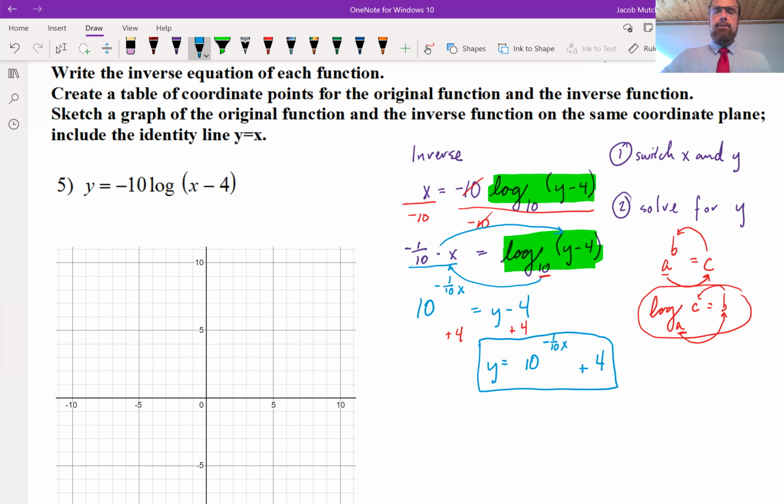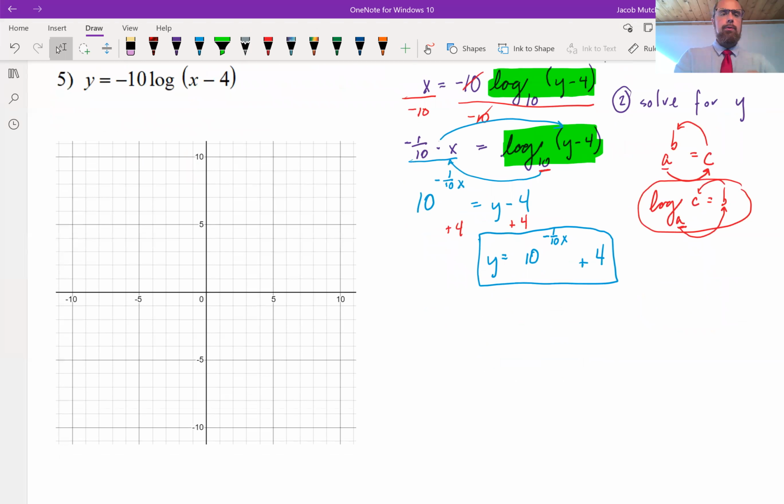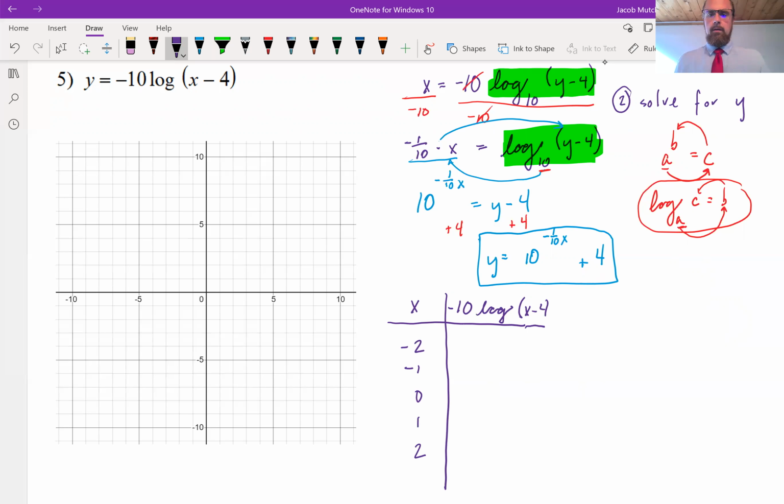At this point, what we need to do is graph by making tables. I'm going to start off, we'll make our table of our original first: x and -10 log of x minus 4. And let's make that with our domain of -2 through positive 2. One thing that we have to be aware of with logarithms is that they won't have any values potentially past the vertical asymptote. So we'll see if this actually catches graphable points or if they're undefined.